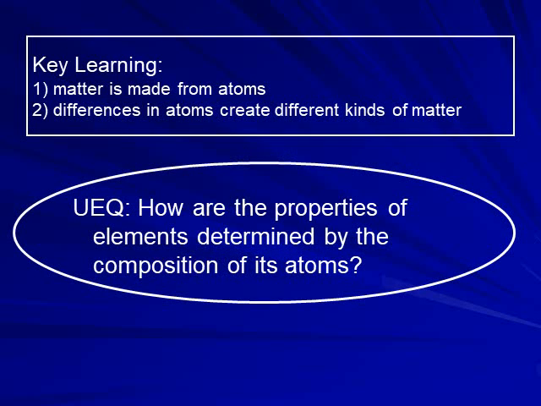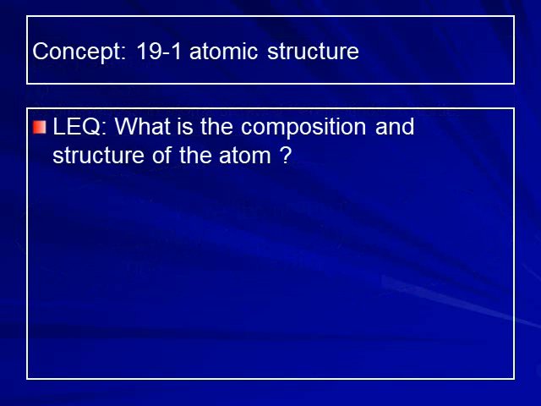Okay, so with your student learning map, you should have a student learning map, and this is what you would be wanting to be writing down. Remember that the unit essential question will be on the chapter test. Even though it's take home, I'm looking for a very good answer to this question once you get to it. Okay, the key learning, 2 points: matter is made from atoms, and the differences in atoms create different kinds of matter. So, unit question: how are the properties of elements determined by the composition of its atoms? And the next would be lesson essential question.